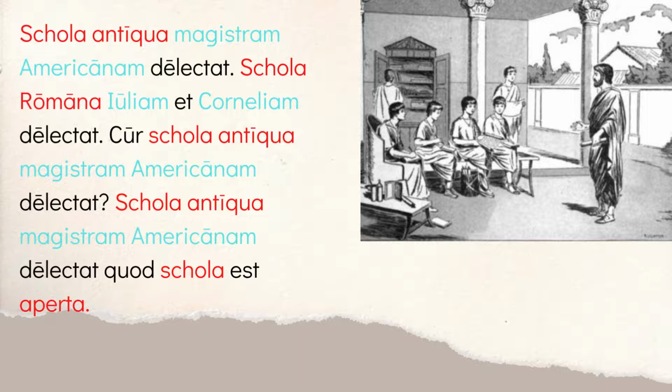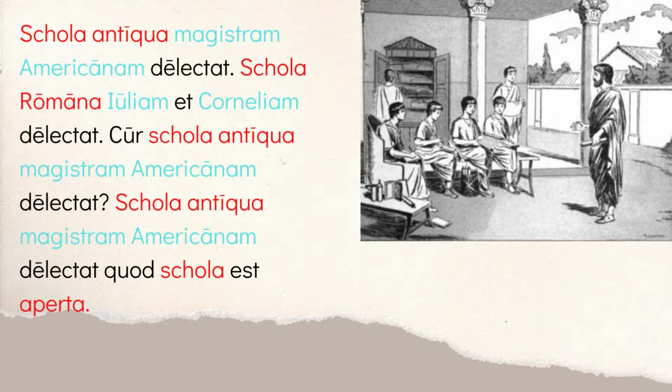Julia and Cornelia, right? Juliam et Corneliam. So it's talking about how ancient schools really delight the American teacher, but Roman schools delight these two girls, right? Julia and Cornelia, learning about them. So they're delighted by the Roman schools too.